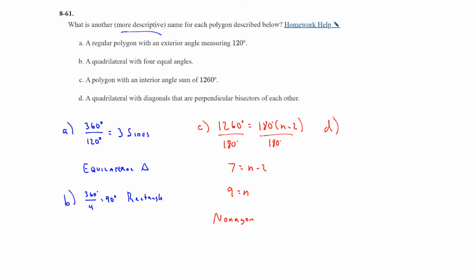All right, and then part D, a quadrilateral with diagonals that are perpendicular bisectors of each other. So if you go through the levels of a quadrilateral, a parallelogram, do they have perpendicular bisectors? No. Then you can go to a rectangle. Do they have perpendicular bisectors? No. And then you got a rhombus and then a square.